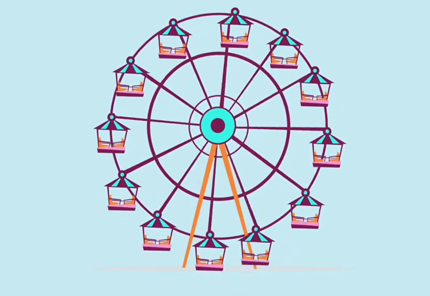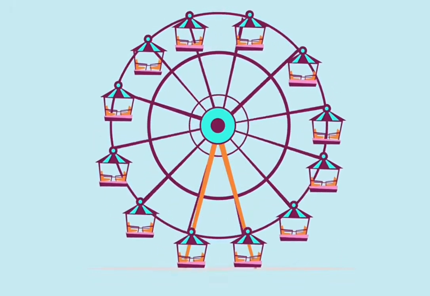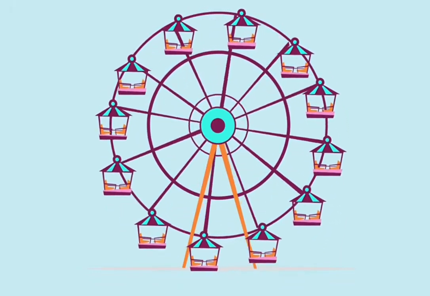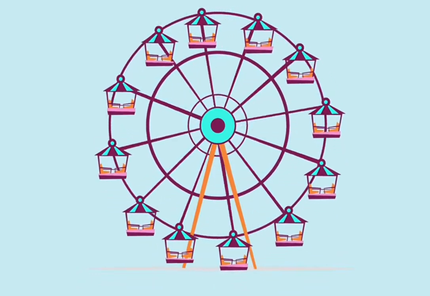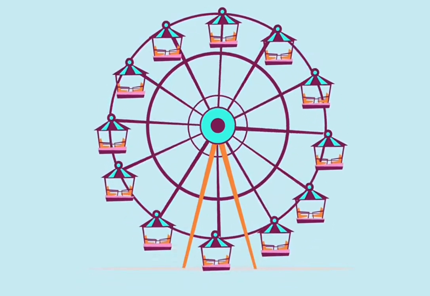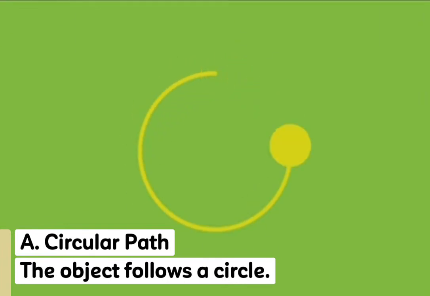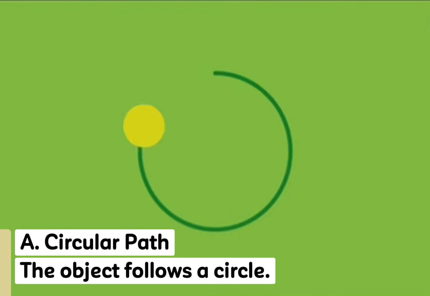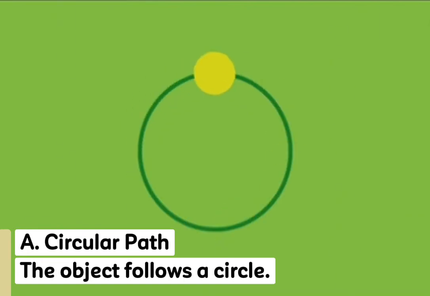So what is uniform circular motion? Uniform circular motion is the motion of an object moving in a circular path at constant speed. Let us break down the meaning. Uniform means constant. Circular means moving in a circle. Motion means movement. So the first characteristic is circular path. This means the object follows a circular route around a fixed center point. For example, the blades of a helicopter rotate around the center.